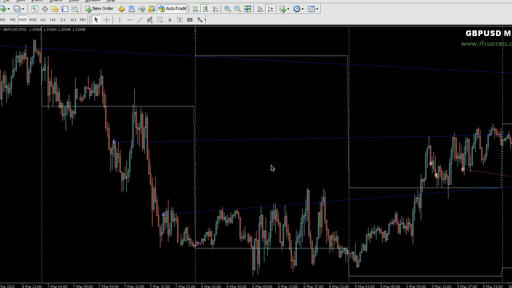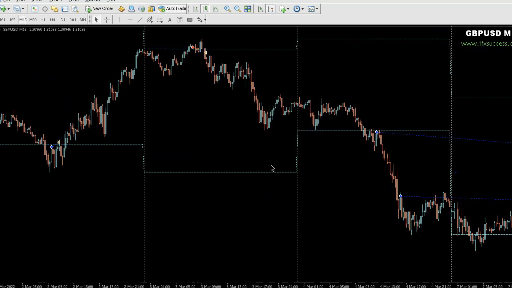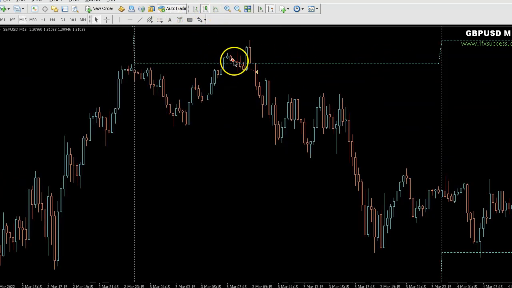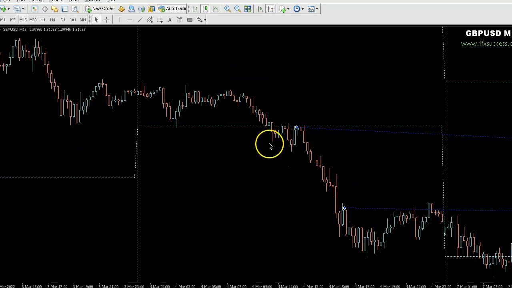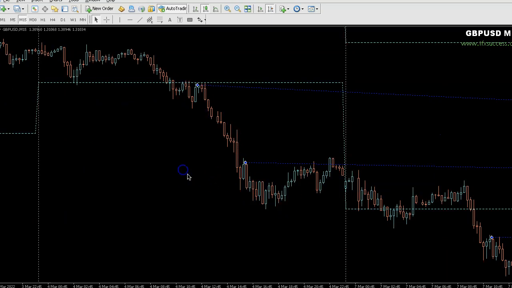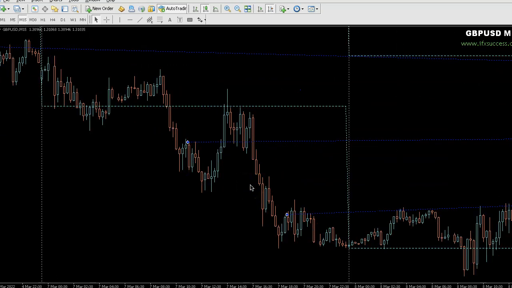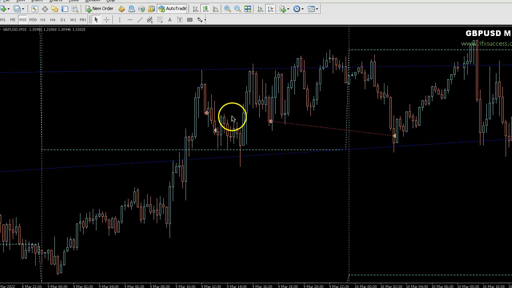Now the difference is that the entry only needs to happen outside of my resistance. So in here, if you see, it happens outside of my resistance, it was able to enter. In here, it happened outside of my support, it entered. Of course, the market kept on going lower, so it entered again. So that's an example of averaging. Right here, it entered again.